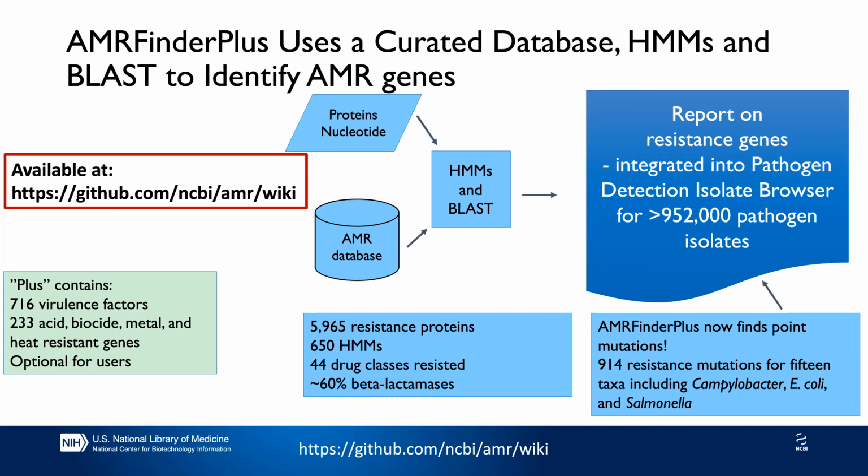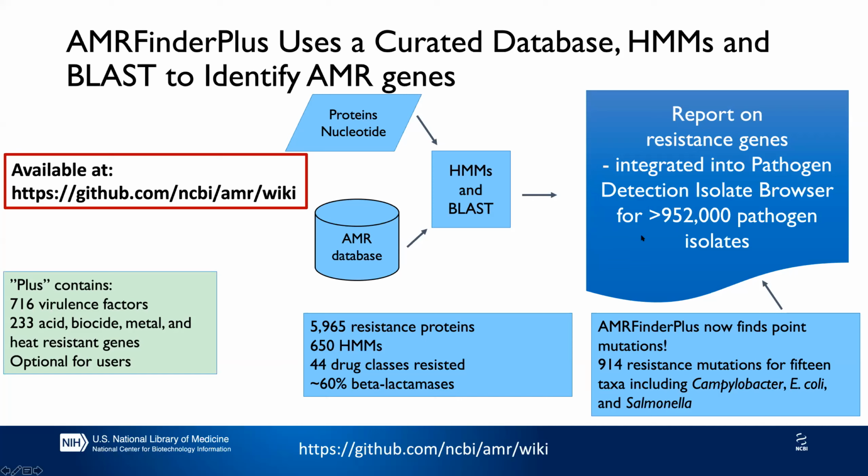With AMRFinderPlus, we use a curated database. As I said, we use HMMs and BLAST. Essentially, we take protein data from annotations. We take nucleotide sequence. And I should point out, it doesn't have to be a genome. If somebody submits an allele and sequence and asks what beta-lactamase allele this is, we just run it on that one sequence. But for genomes, we use protein and nucleotide, and then we subject it to both HMM analysis and BLAST.